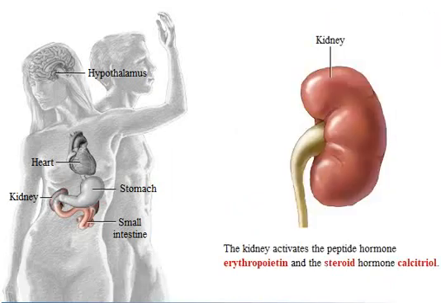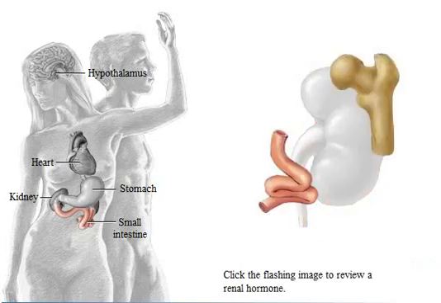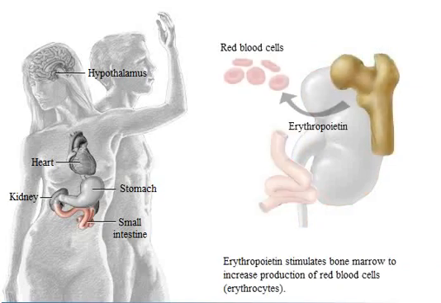The kidney produces the peptide hormone erythropoietin and the steroid hormone calcitriol. Click the enlarged kidney to review the targets and functions of the renal hormones. Click the flashing image to review a renal hormone. Erythropoietin stimulates bone marrow to increase production of red blood cells, or erythrocytes.